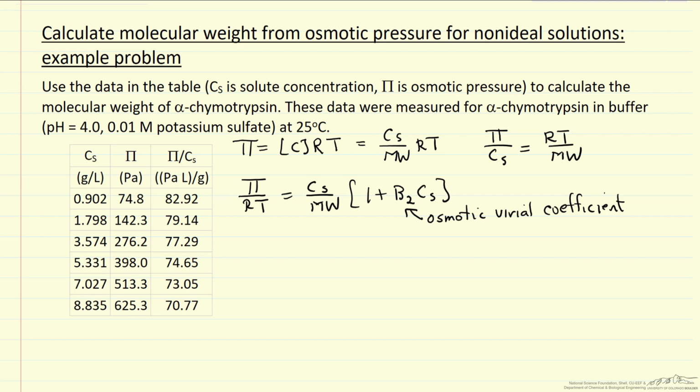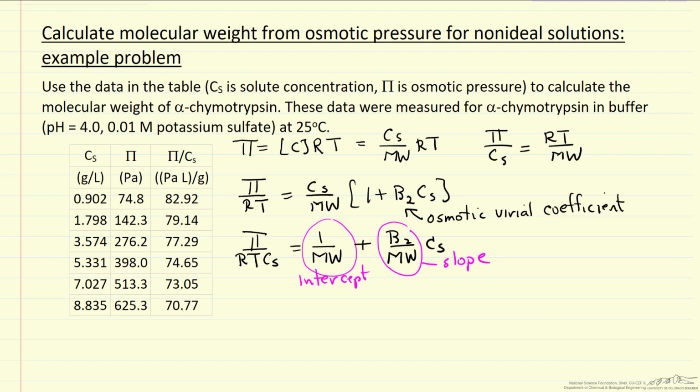So to then back out the molecular weight, if we were to plot the osmotic pressure divided by RT against the concentration, then 1 over molecular weight would be the intercept, and then B2 over the molecular weight times the concentration, that would be the slope. So I put these data into a spreadsheet and made a plot. So let's look at that plot and then back out the molecular weight and the virial coefficient.